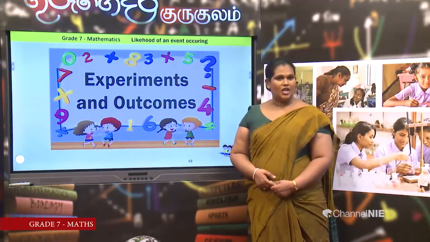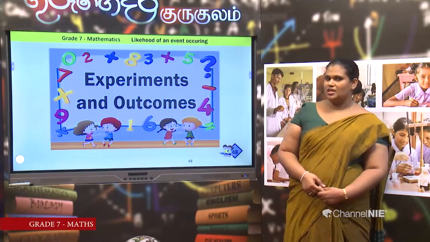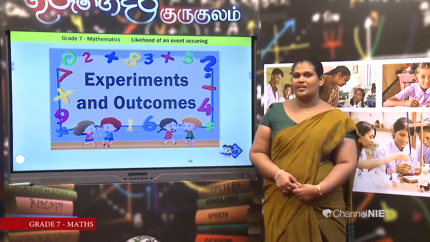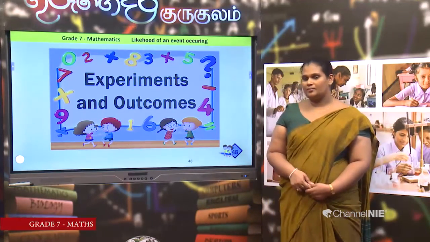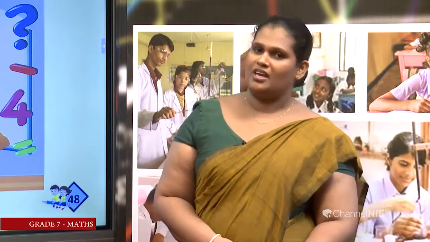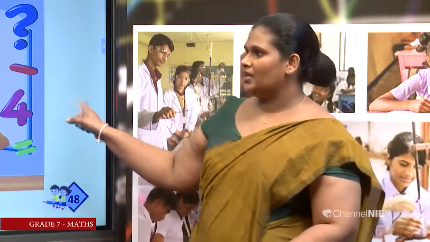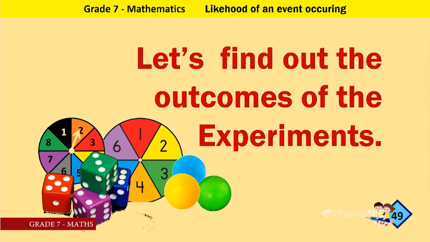Right. Now we are going to talk about experiments and outcomes. Now I think you are thorough with the events. So here we will learn how to get the experiments and outcomes out of the events. Right? Okay. Now let's find out the outcomes of these experiments.